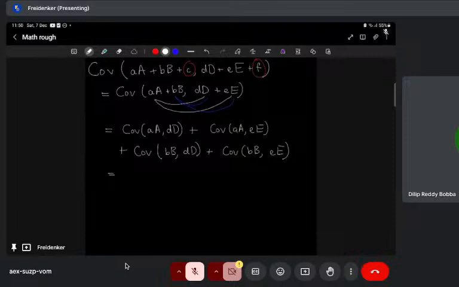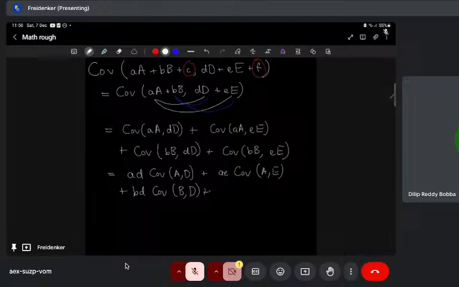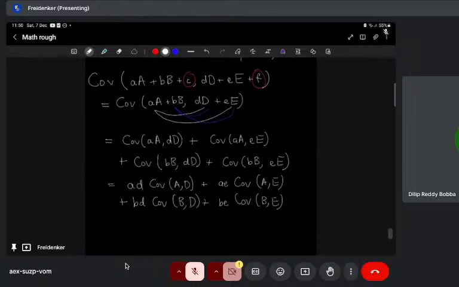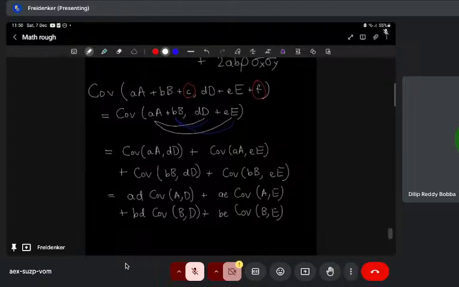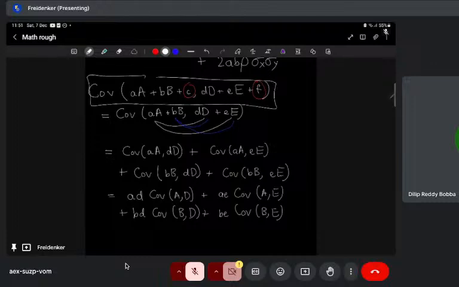Okay, fine. So A and D can be written outside. So A, D, covariance A, D; A, E, covariance A, E; B, D, covariance B, D; B, E, covariance B, E. Now we know how to find covariance of two random variables, right? It's simple. We know how to do this. So I showed you how to find the covariance of this complex looking thing. It just got divided into four simpler things.